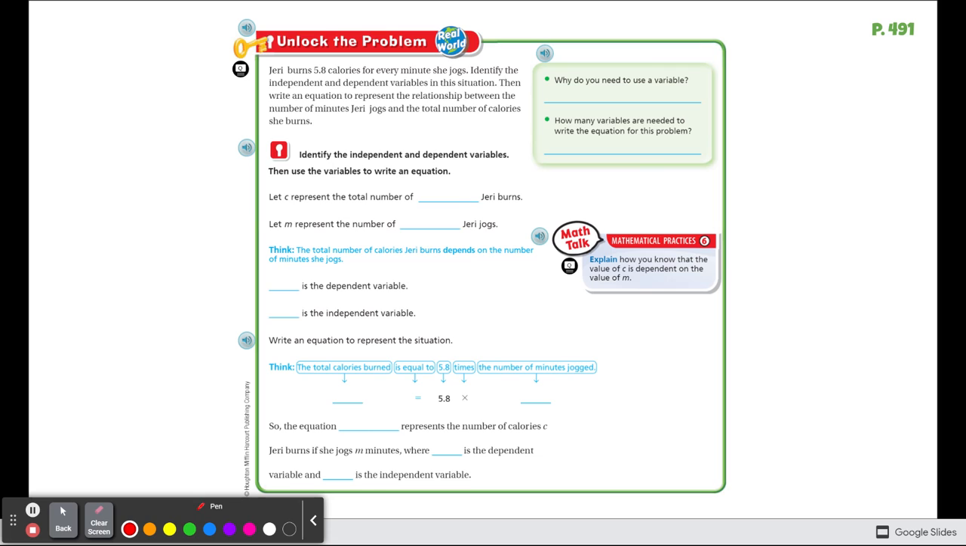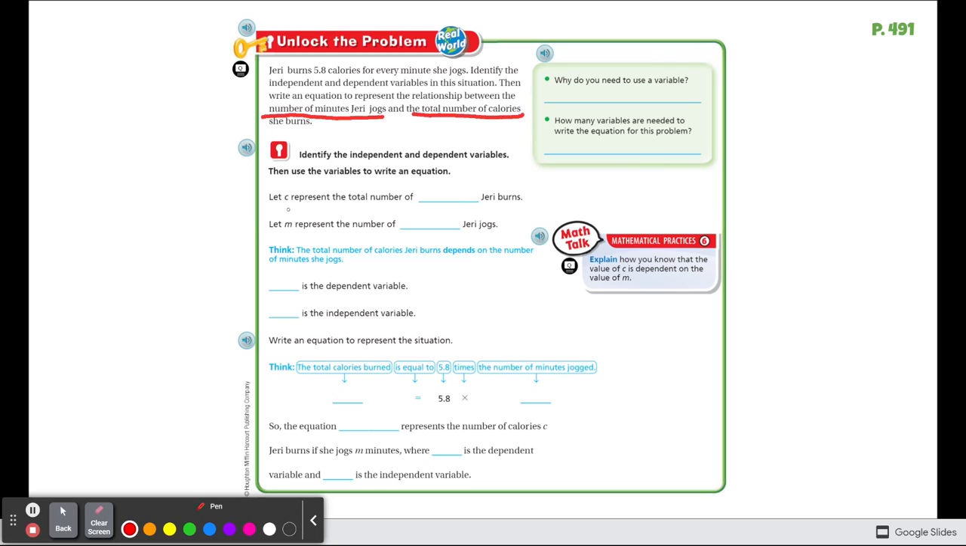Jerry burns 5.8 calories for every minute she jogs. Identify the independent and dependent variables in the situation. Then write an equation to represent the relationship between the number of minutes Jerry jogs and the total number of calories that she burns. So we have two quantities here that we're talking about. The first is the number of minutes that she jogs. And then the other is the total calories that she burns. So both of those we don't know. It doesn't tell us in the problem how many minutes she runs, and it doesn't tell us how many total calories she burns. So both of these are going to be variables because they're both numbers that we don't know.